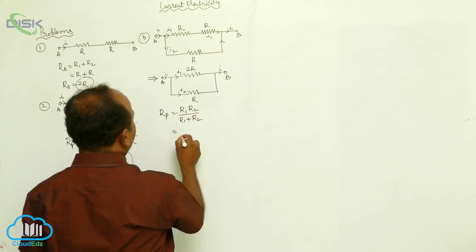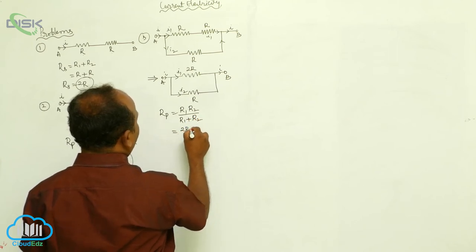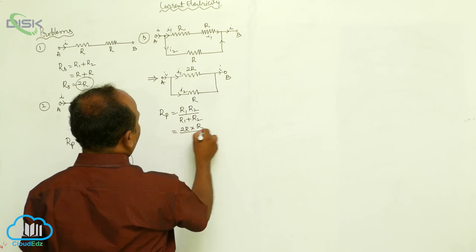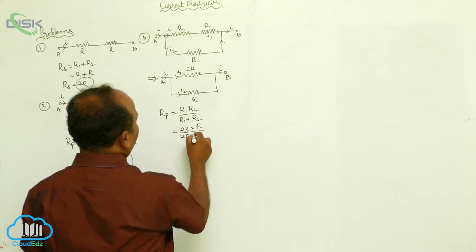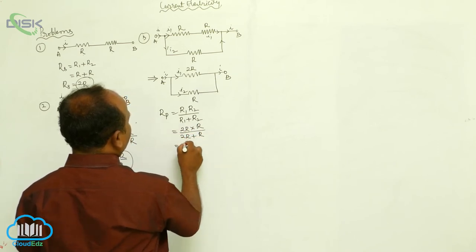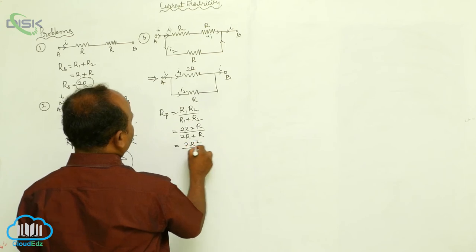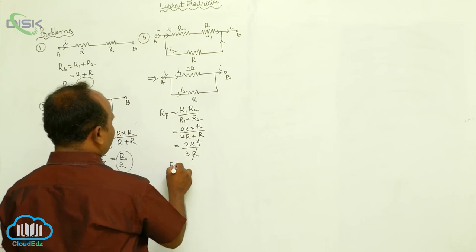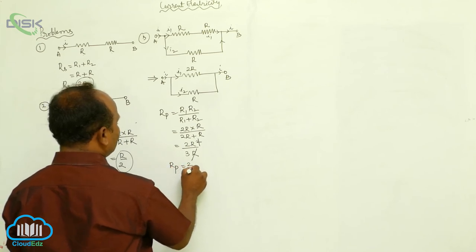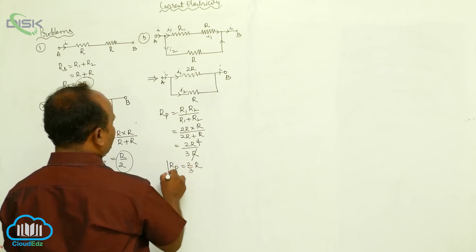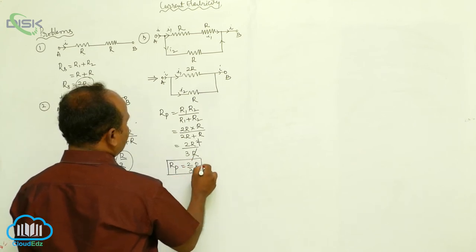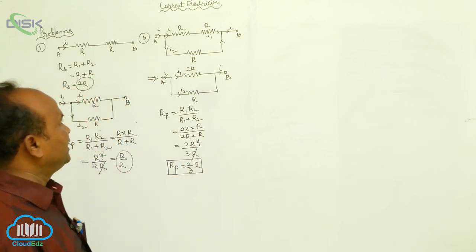What is the R1 value? That is 2R. What is the R2 value? R. R1 is equal to 2R, R2 is equal to R. Therefore, 2 into R square by 3 into R. Therefore, R and R get cancelled. Therefore, the effective resistance RP is equal to 2 by 3 R.